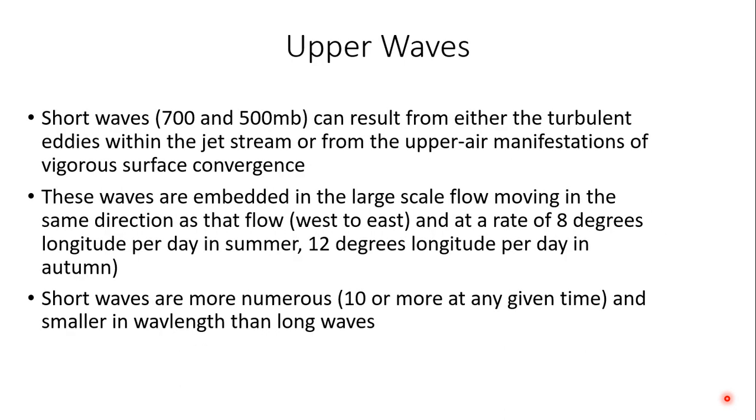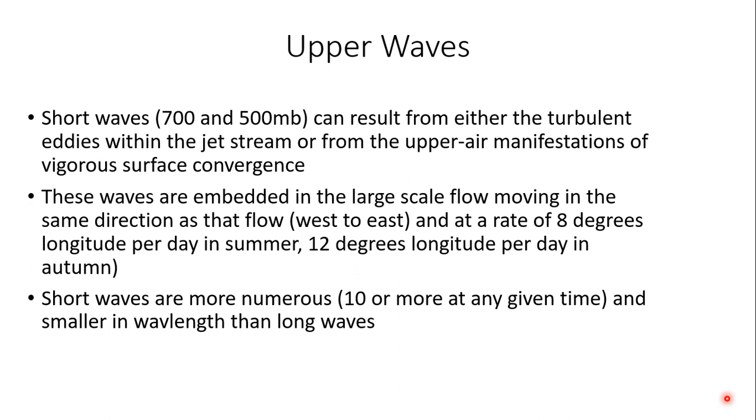Short waves are generally going to be showing up at the 700 and 500 millibar levels, 700 millibar being 10,000 feet above the ground and 500 millibar level being at 18,000 feet above the ground. Now, these short waves are very important weather makers. They generally can result from either the turbulent eddies within the jet stream or from upper air manifestations of vigorous surface convergence. Short waves are the upper level support for surface storm systems and for surface low pressure systems.